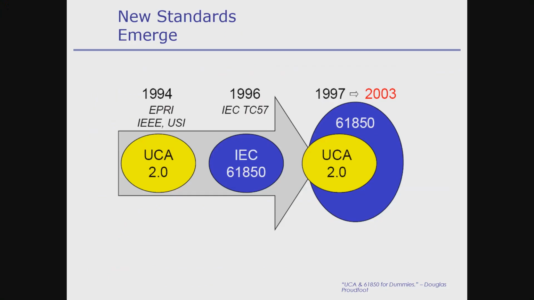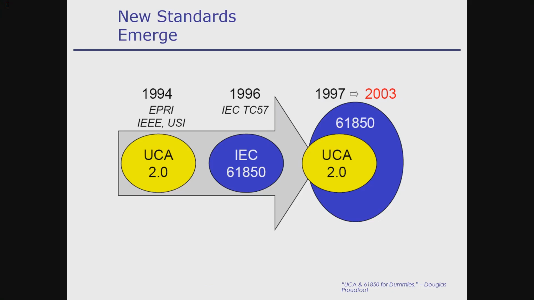Okay, just a bit of history. As I said, it even started before that. We were starting to have discussions before 1994, but in 1994, through EPRI and the IEEE Power System Relaying Committee, we started what we call UCA, Utility Communication Architecture. It was not IEC 61850. Okay, and at the same time, IEC started their working group, TC57. They called it IEC 61850.